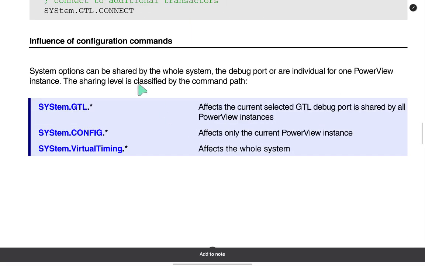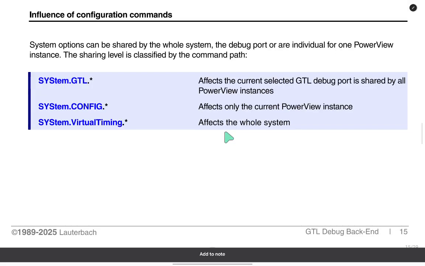sys.gtl.connect. The influence of configuration commands. System options can be shared by the whole system, the debug port, or are individual for one PowerView instance. The sharing level is classified by the command path. sys.gtl: the currently selected GTL debug port is shared by all PowerView instances. sys.config: affects only the current PowerView instance. sys.virtualtiming: affects the whole system.